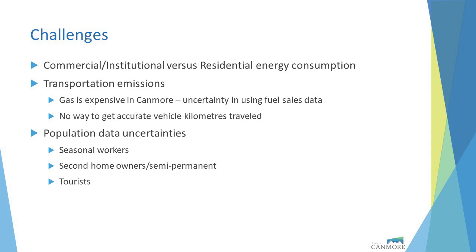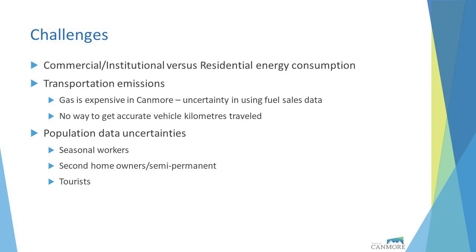The other issues that we had: vehicle kilometers traveled was the other option that we could use, but we have really uncertain population data. This again might not be the case wherever listeners may be, but we have a big influx of seasonal workers and people living in friends' basements for 6 months of the year. A large portion of our town is second homeowners.